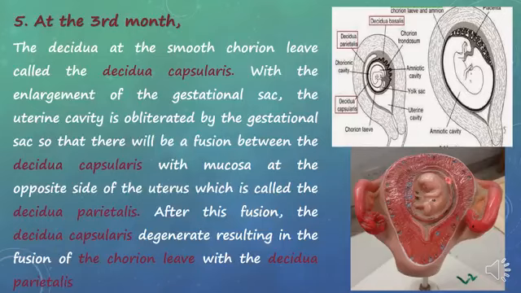After this fusion, the decidua capsularis degenerates, resulting in the fusion of the chorionic leaf with the decidua parietalis.